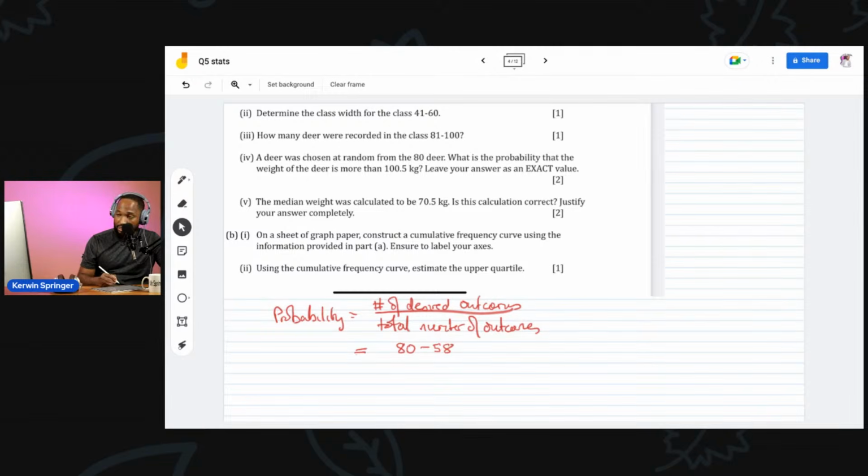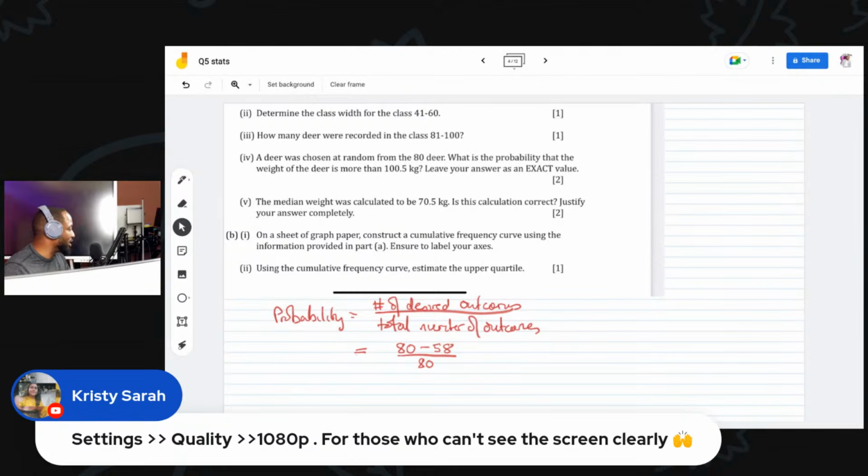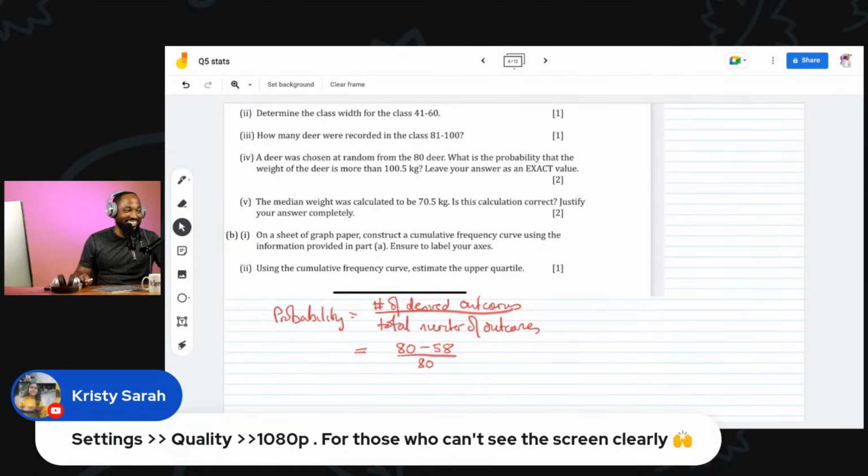And then if you could just snap Christy Sarah thing onto the bottom of the screen for a little bit. And then we divide this by the total number of outcomes, which is 80. Link my calculator too, but don't show the calculator like that. How much do I get when you do this?